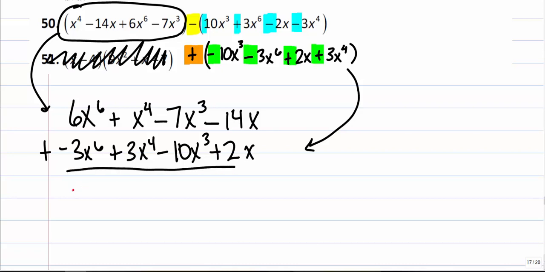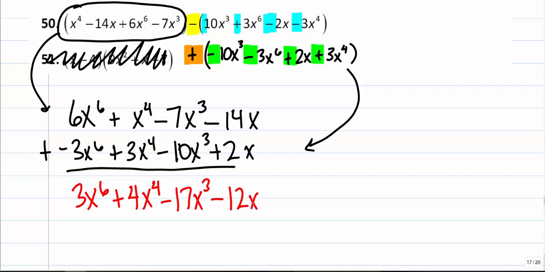And now all I have to do is combine like terms, which just basically means to add those coefficients, right? That's a 1. Here you get negative 17, and here you get minus 12x. That's how I would do it. There's a couple of ways you can do it. The main thing to remember is you're subtracting everything in that second set of parentheses.